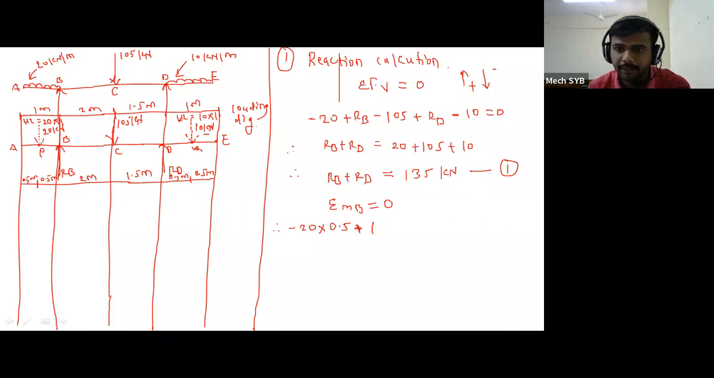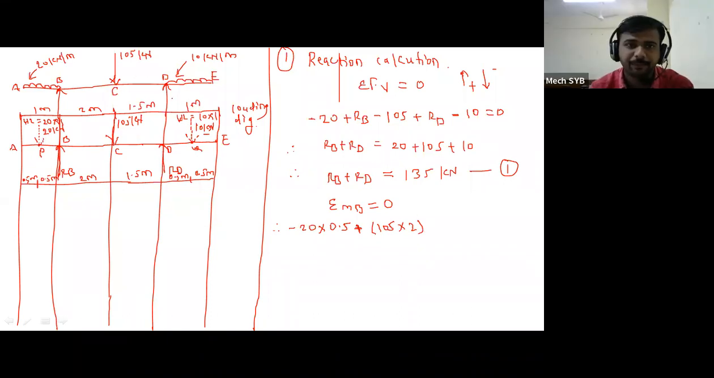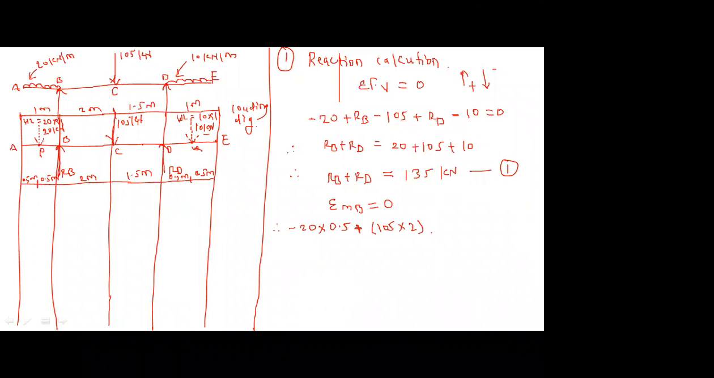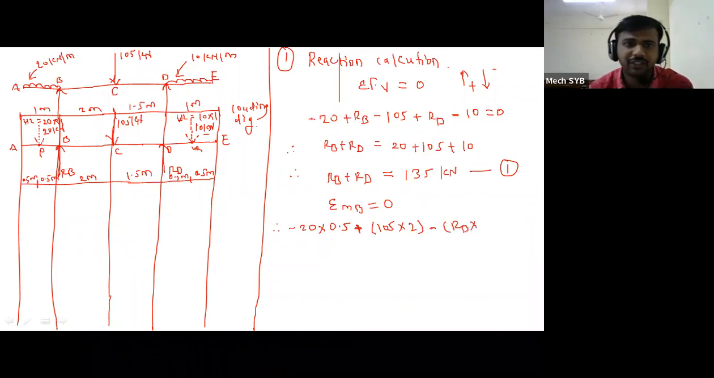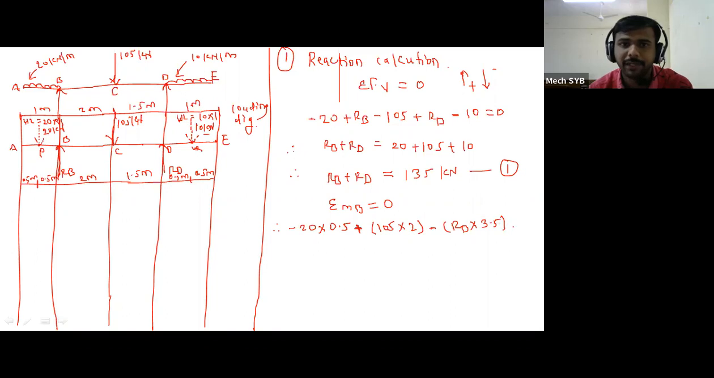So in bracket, 105 into distance 2 meter. Then next, RD. Is this reaction RD rotating anti-clockwise or clockwise towards point B? Anti-clockwise. So minus RD into the distance between B and D, 3.5. This multiplication of distance is very, very important.